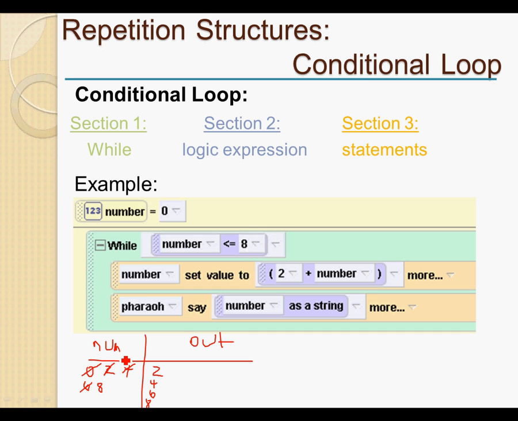Scroll back to the top. 8 is less than or equal to 8, so I'm going to increase by 2 again. So 2 plus number is now 10. And I'm going to output 10. Scroll back to the top. 10 is no longer less than or equal to 8, so I stop my loop, my program is done. So I would have outputted 2, 4, 6, 8, and 10 in this particular example.